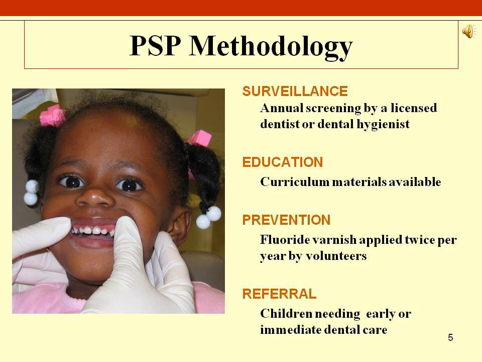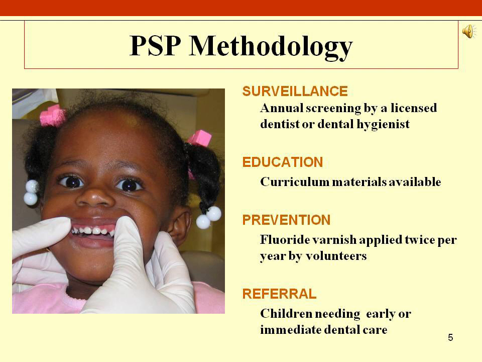PSP has 4 components. The first component is surveillance. A screening of the oral health of a community's children is conducted once per year by a dentist or dental hygienist. Secondly, oral health educational materials and programs are built into the PSP structure.